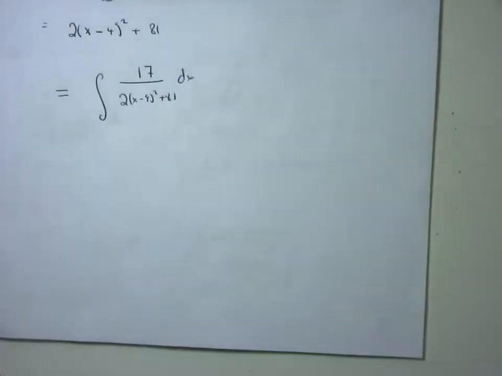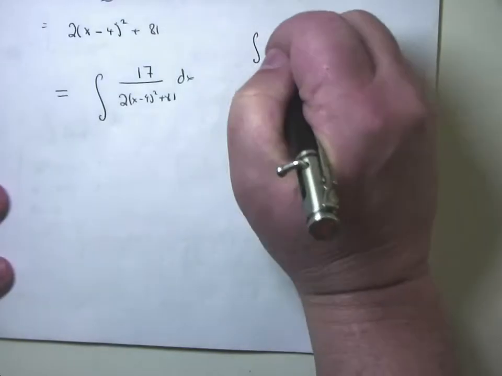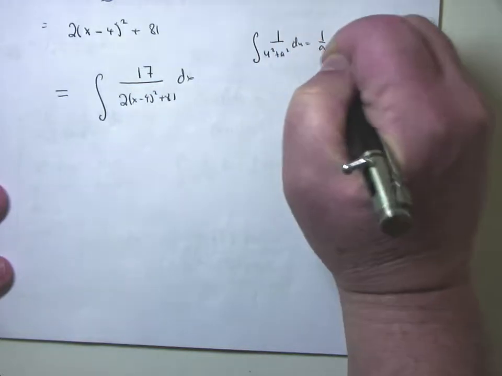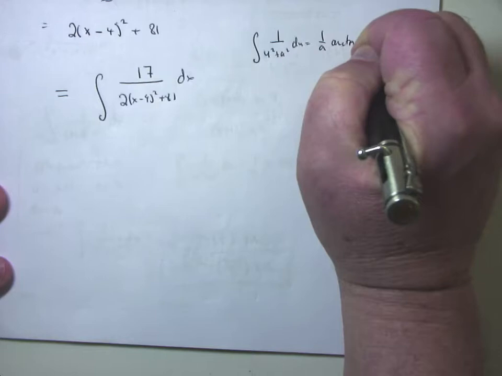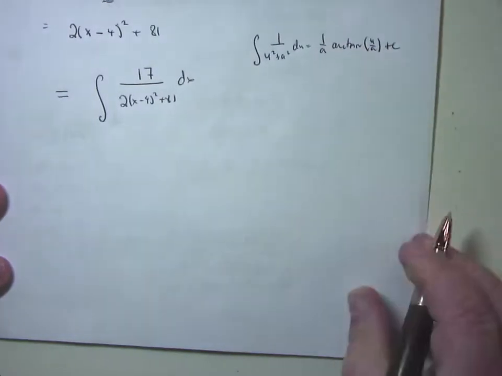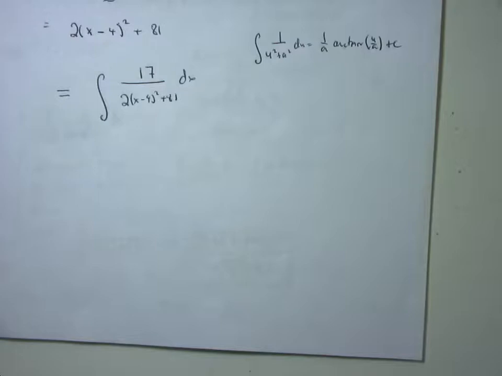That's the goal. Now, look at it. 17 is a constant numerator. Don't care about it. What I see in this problem is a number divided by u squared plus a squared. And I know that the integral of 1 over u squared plus a squared du is 1 over a arctangent of u over a plus c. Because that's rule number whatever we were up to memorized, right?